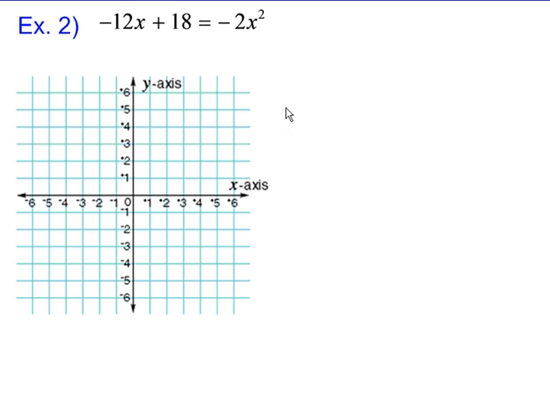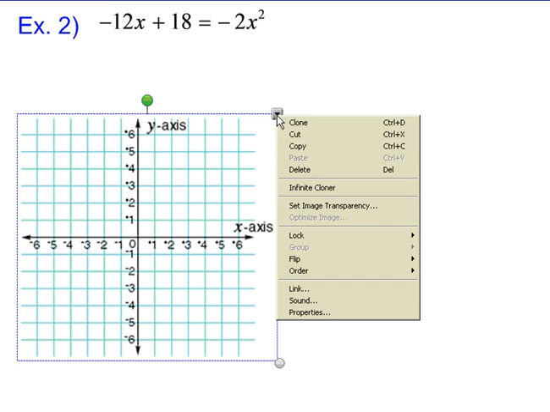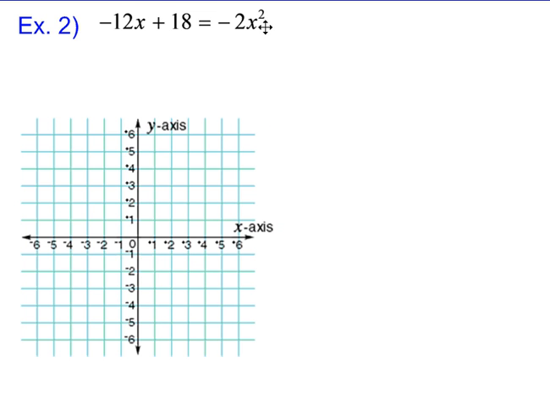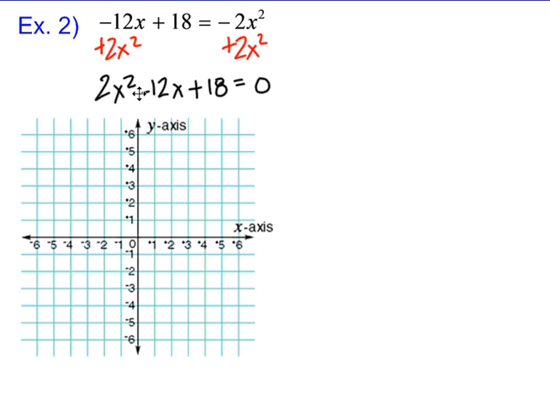Okay, let's take a look at another one here. Negative 12x plus 18 equals negative 2x squared. If we remember, it must be in standard form before we do anything else. So let's get it there. The way we're going to do that is get the negative 2x squared off of the right side and onto the left side by adding 2x squared to both sides. What this does for me is put it in standard form. That way I'll have 2x squared minus 12x plus 18 equals 0.